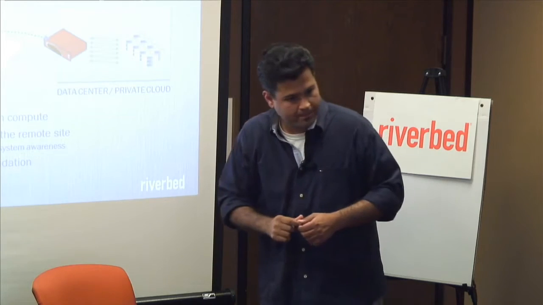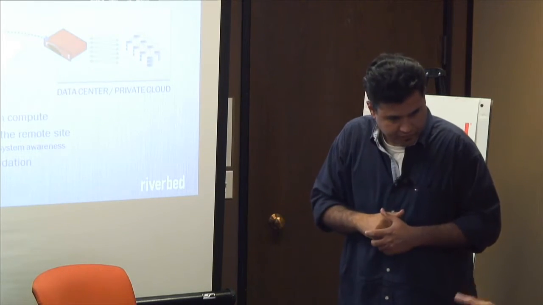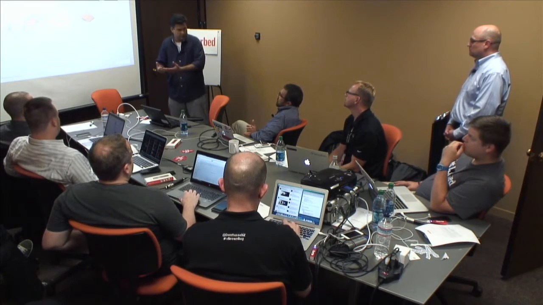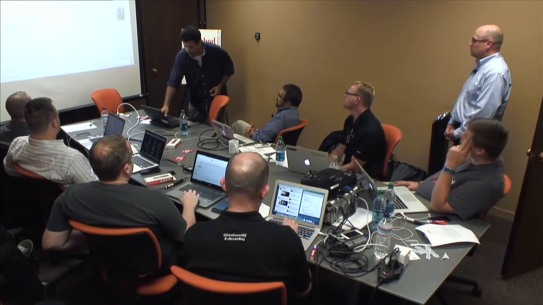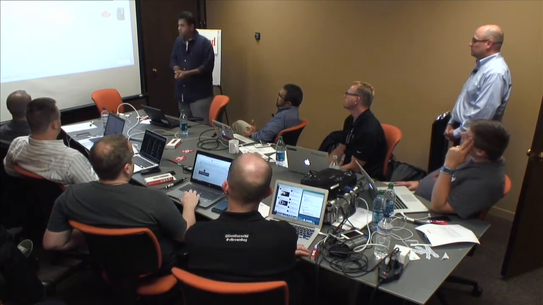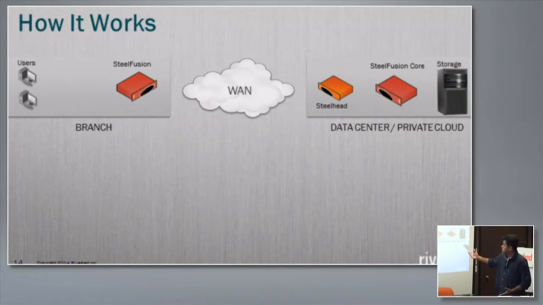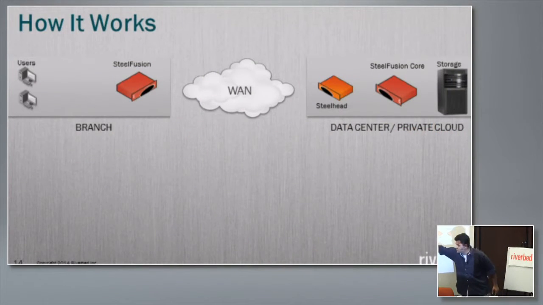So you also have customers using this architecture for migrations? For migration from the branches back to the data center once they deploy this. Right. So how the block projection and the file system awareness works is, you basically go ahead and introduce the SteelFusion solution. In the branch office, you have a single appliance.